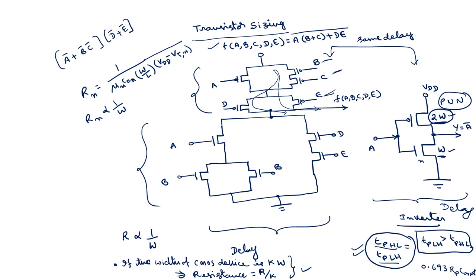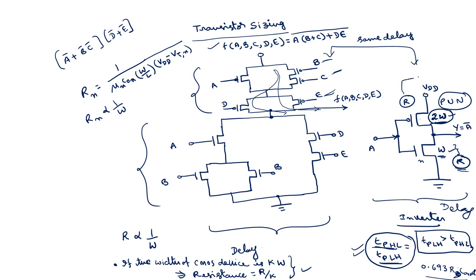Now, because this is twice the width, the resistances will be R by K. In general, you have to find the value of K so that the equivalent resistance will be R. So basically here, if this resistance is equivalent to R, this 2W also will be equivalent to R resistance only, then only you will get TPHL equal to TPLH. So if I increase the width of this PMOS transistor to twice that of the NMOS transistor, then both will give the same resistance. As a result, this will be simply R into Cout, so that the propagation delay of low to high or high to low will be the same.